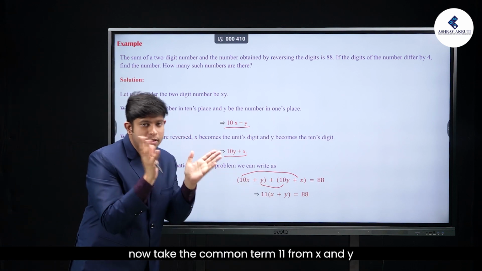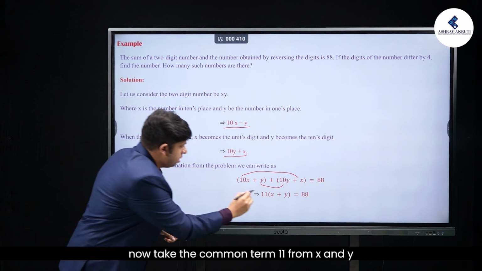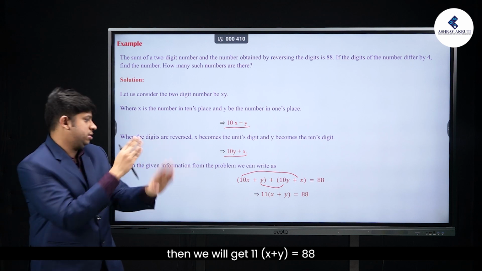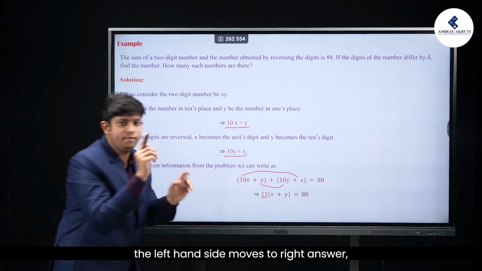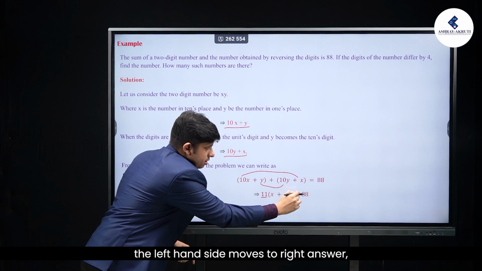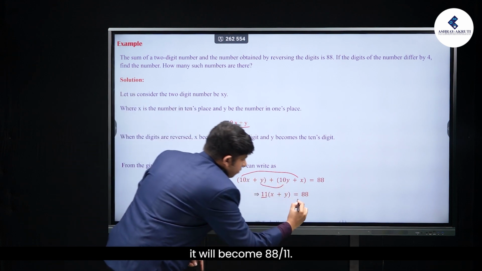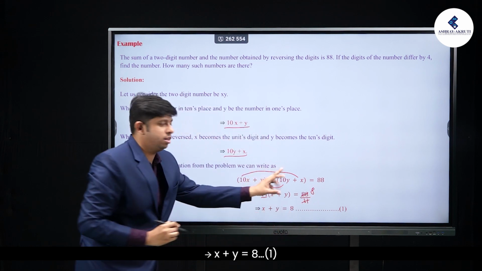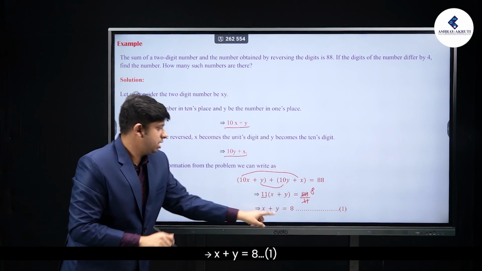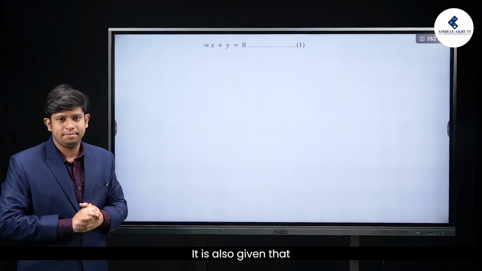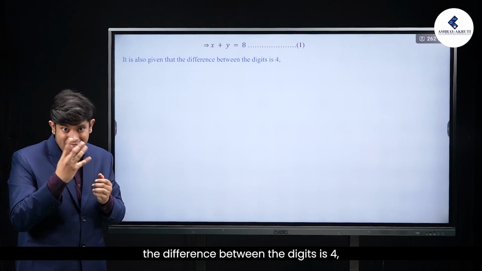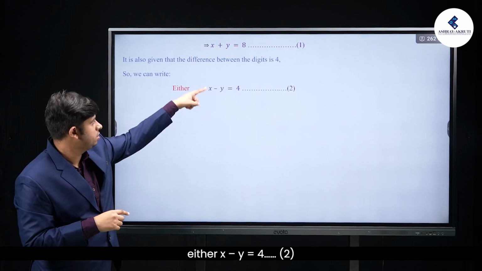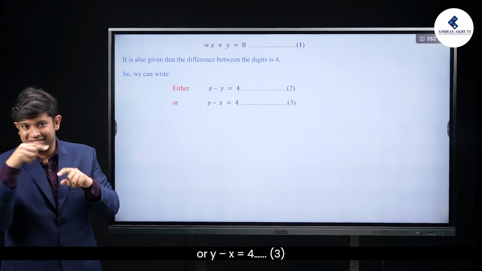Now take the common term 11 from x and y. Then we will get 11 into x plus y is equal to 88. When 11 from the left hand side moves to the right hand side, it will become 88 by 11. Then x plus y is equal to 8. It is also given that the difference between the digits is 4. So, we can write either x minus y is equal to 4 or y minus x is equal to 4.